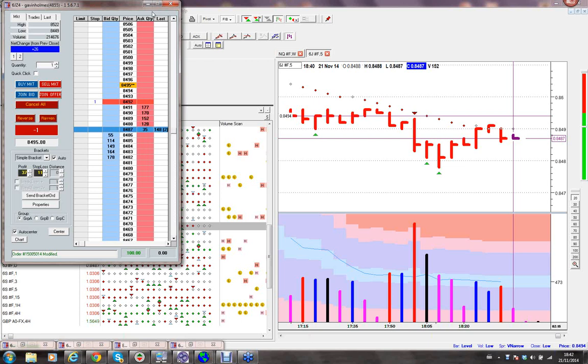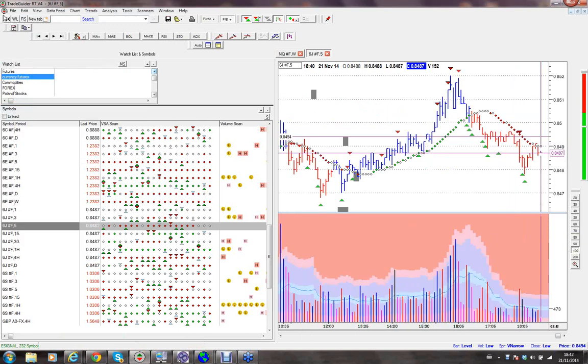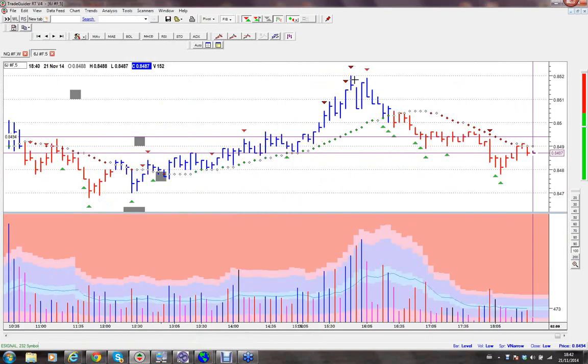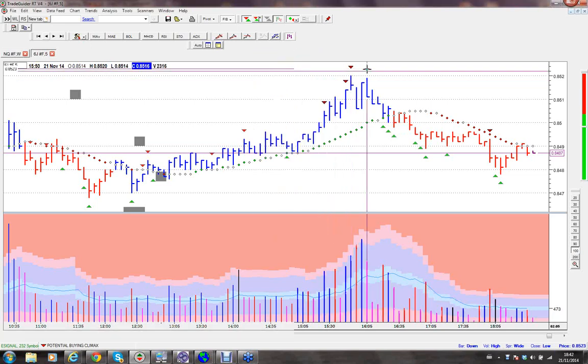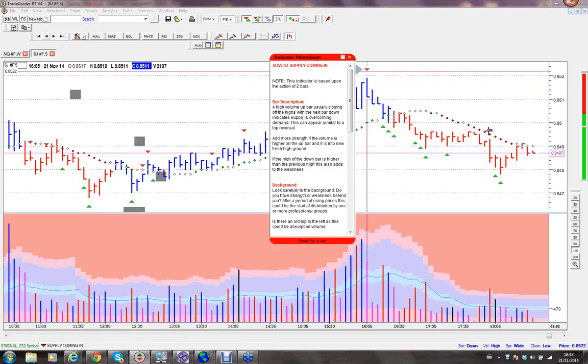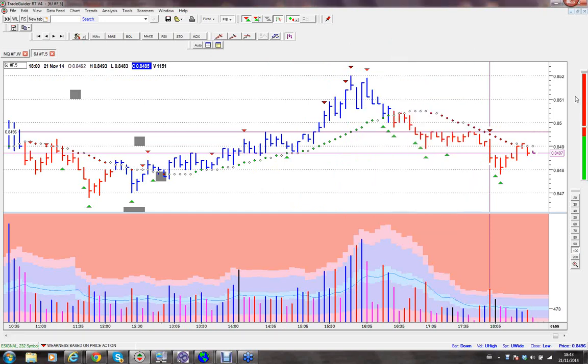Why would you want to think of closing a position that actually has got evidence of weakness? Let's look at this. Let's study it. Here is your up bars. Okay, remember, weakness appears on up bars. Buying climax, supply coming in, weakness based on price action. Now, it's trending down. The market has changed behavior, guys. I mean, there's no doubt about it. It definitely has.